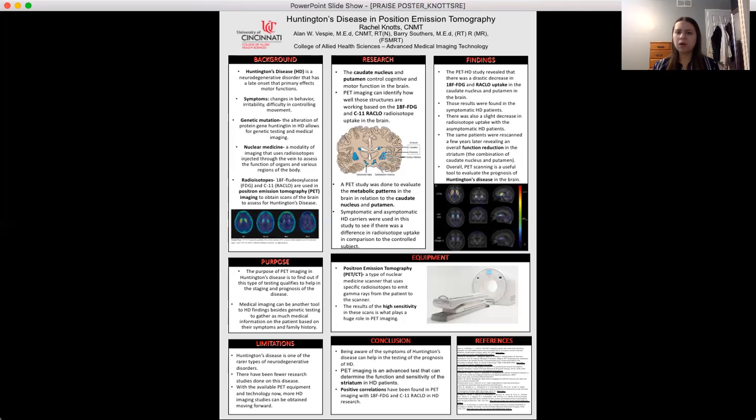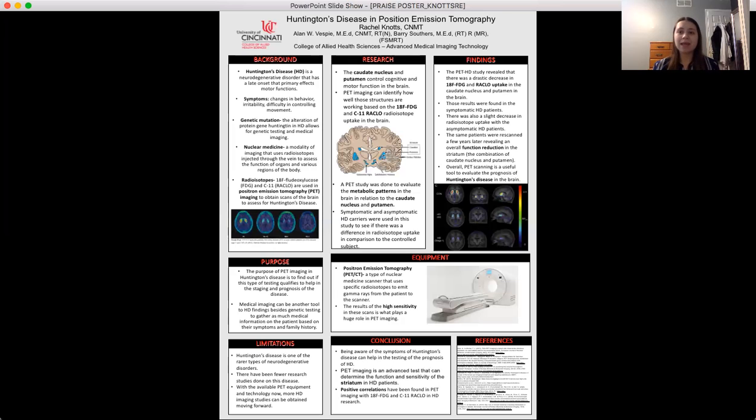Down below, you can see those are the two structures in the brain that are right next to each other that control those motor functions. Based on how much of that isotope uptake there is on the scans determines how well those structures are functioning in the body. A PET study was done to evaluate the metabolic patterns in the brain in relation to the caudate nucleus and the putamen.